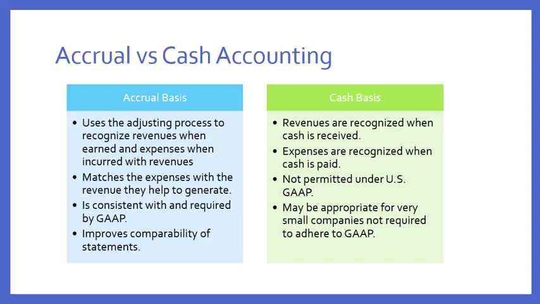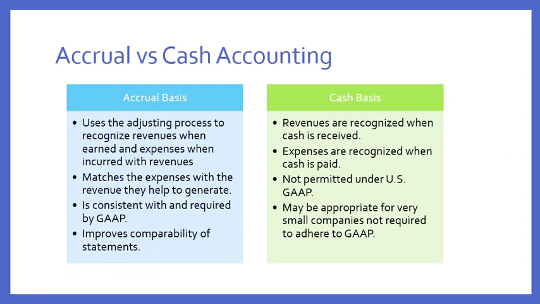Now, the cash basis, as the name implies, you just record revenue when you receive cash from customers, and you record expenses when you pay for them. This is not permitted under U.S. GAAP because it is not in line with the matching principle.